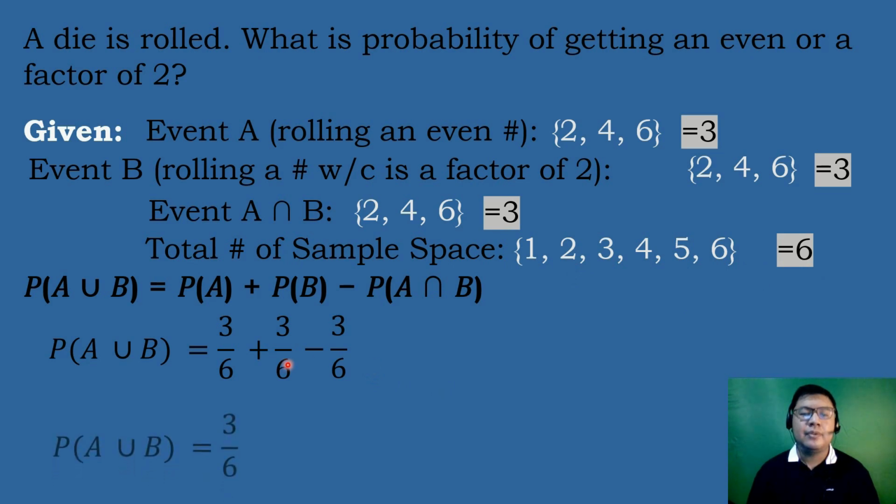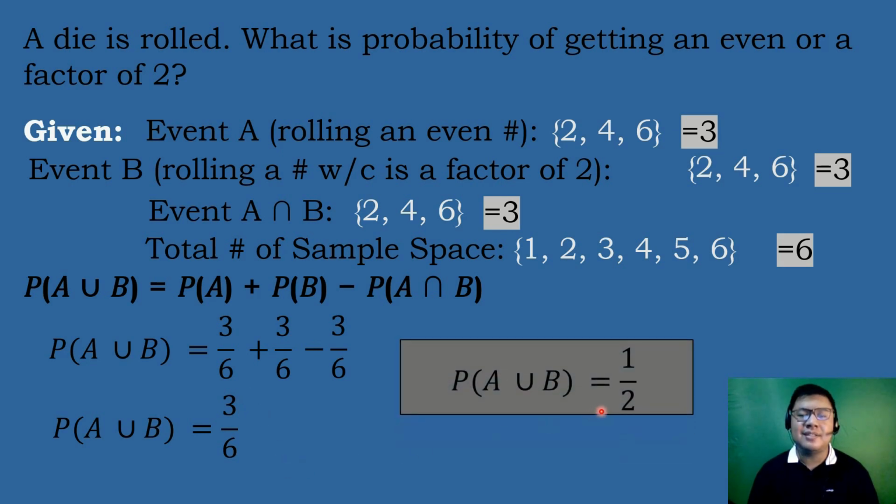And then we will simplify. Copy the denominator since this is a similar fraction. 3 plus 3 is equal to 6, and then 6 minus 3 is equal to 3. The lowest term of 3 over 6 is equal to 1/2. Therefore, the probability of rolling a die and getting an even number or a factor of 2 is equal to 1/2.